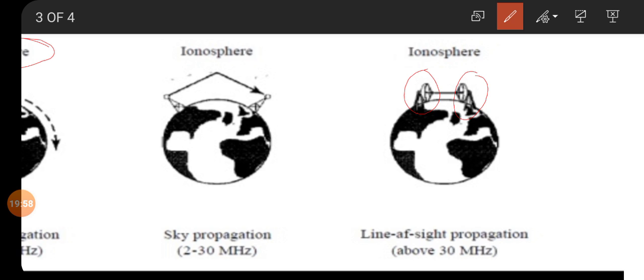Okay, now consider the first antenna is here and the second antenna is here. Is the first antenna in sight of the second antenna? No, because of the Earth's curvature. Because of this curve, the first antenna may not be in sight of the second antenna. In that case, we cannot transmit the information. That transmission is not possible. Understood? Okay, now the example. Where do we use line of sight propagation?